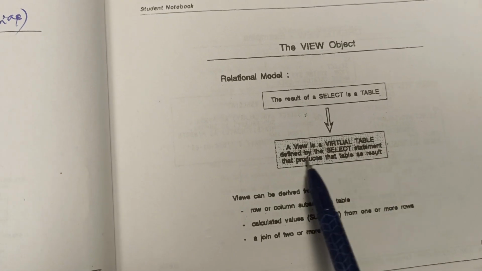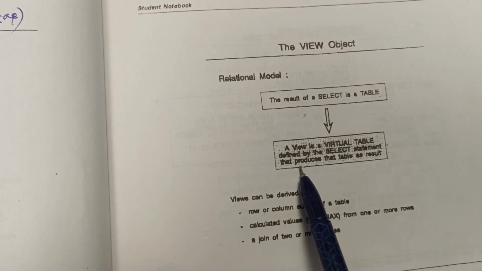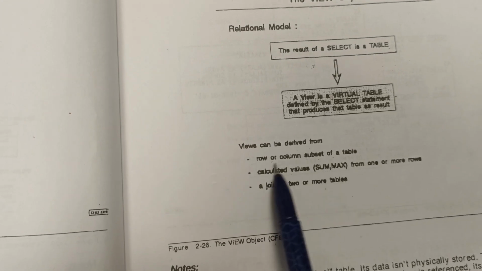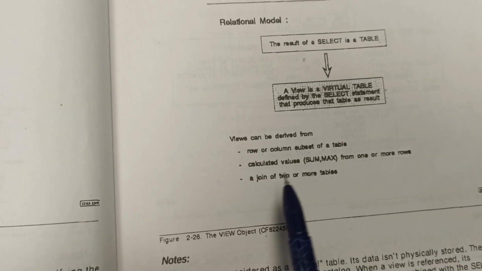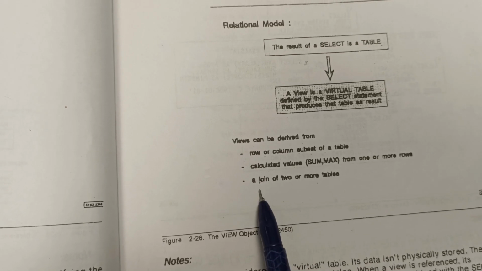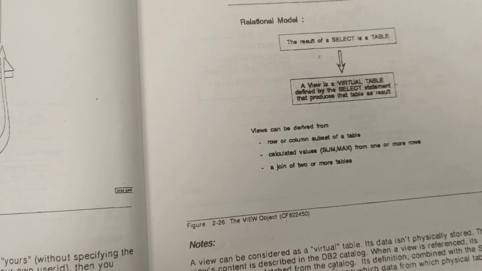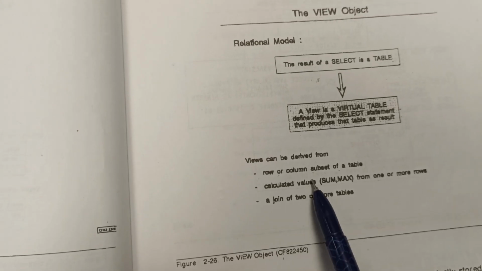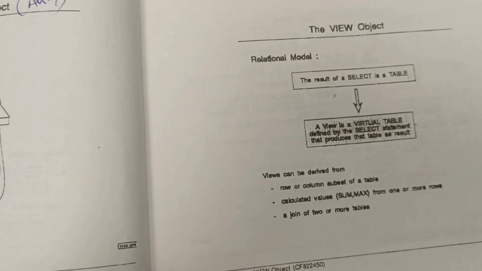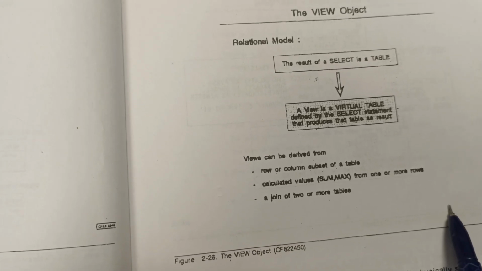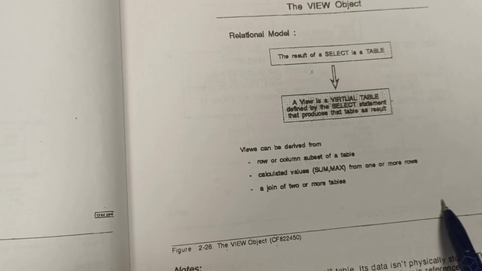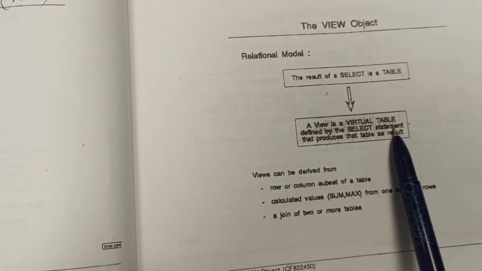The view is a virtual table defined by a select statement that produces a table as a result. A view can be created as a row or column subset of a table, as calculated values such as sum or max from one or more rows, and as a join of two or more tables. Say my table has 10 columns and I want to access only 6 columns. I don't want to access the whole table. Then I can create a view here.